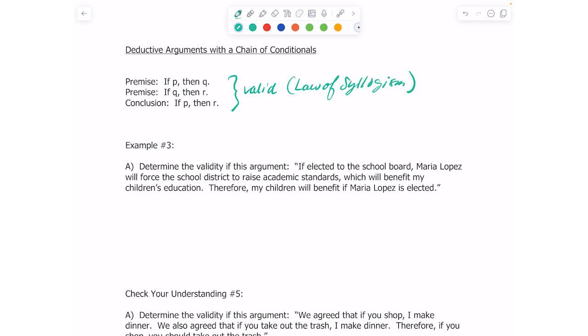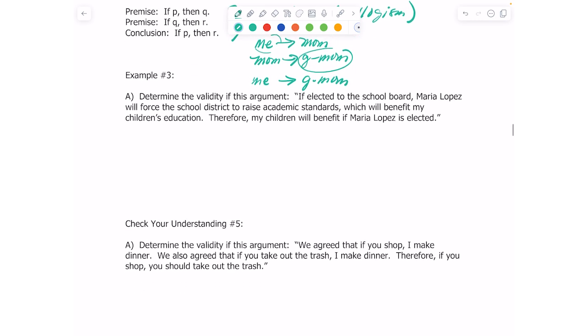And we'll cover logic at the end of this course. But I always relate this to a family tree. Think of you as P, so me. If I'm related to Q, which is, let's say, my mom, and Q is related to R, which, let's say, is your grandma, then what's the conclusion you can draw? That you are related to your grandma, right? So that is your law of syllogism, which is a valid argument there.